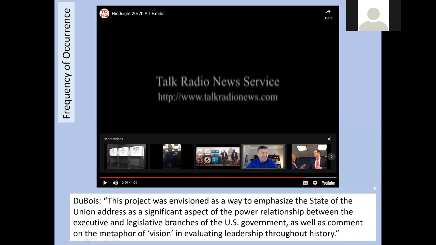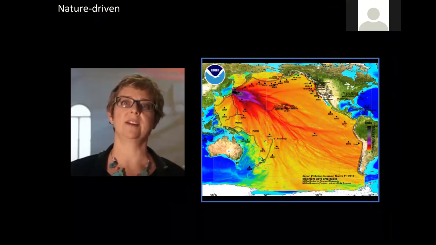All right, so that was what we called frequency of occurrence. We're now going to shift to nature driven. And it may be a little hard to see the details of the map on the right. So let me explain that Janet Eckelman, who you see on the left, was inspired by this graphic. It's a map of the energy released across the Pacific Ocean during the earthquake and tsunami on March 11th, 2011. The graphic was created by NOAA's Center for Tsunami Research and shows the maximum wave heights in centimeters.